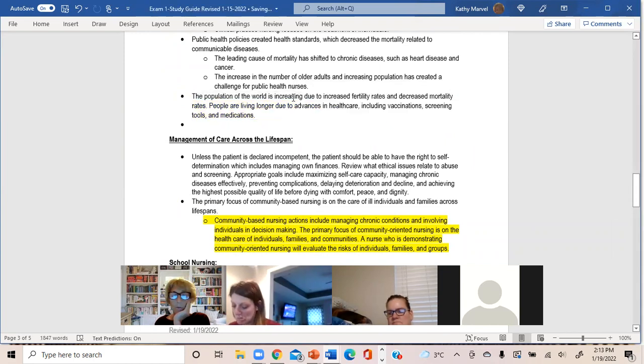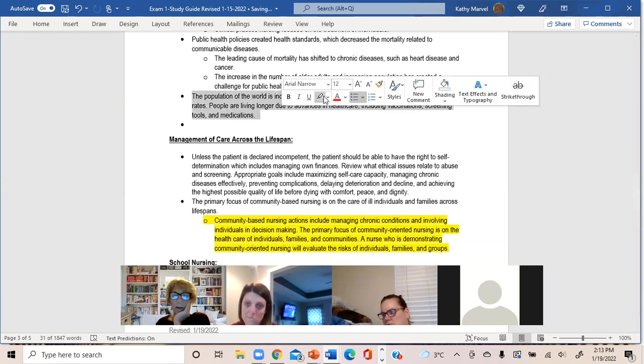The population of the world, this is a pretty big statement. Population of the world is increasing. Why is the population of the world increasing? Due to increased fertility rates and decreased mortality rates. People are living longer due to advances in healthcare, vaccinations, screening tools, medications. It could be a question out of that.